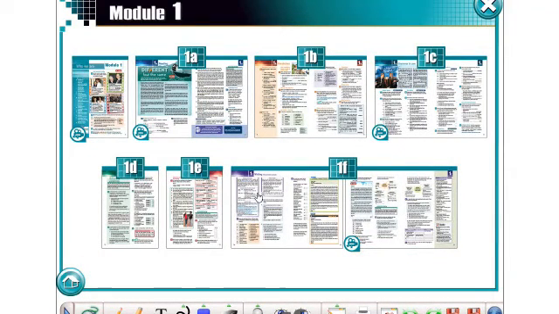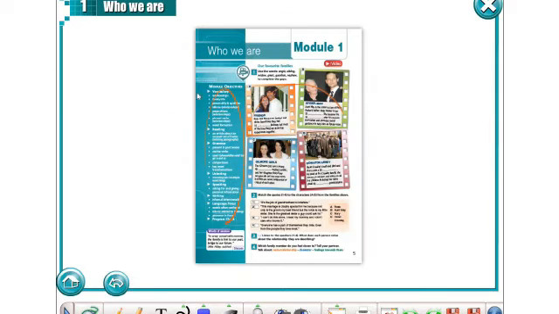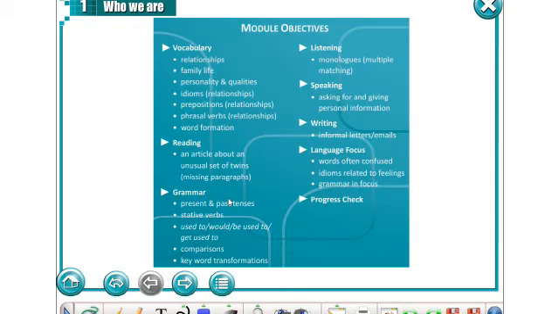Today we are going to start our new curriculum, new Upstream C1, Module 1, and let us have a look at the module objectives. First of all, we are going to study vocabulary concerning families, the relationships, personalities, and qualities, and we are going to read about an unusual set of twins, then revise some grammatical rules, and we are going to try to listen and speak and write about the matter.